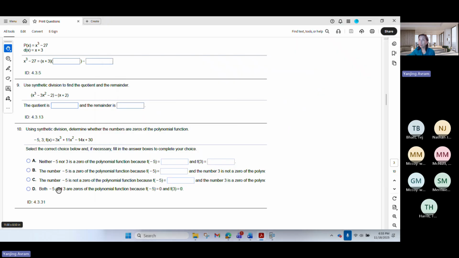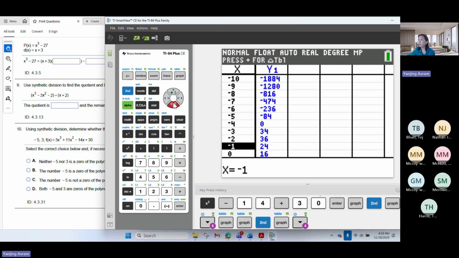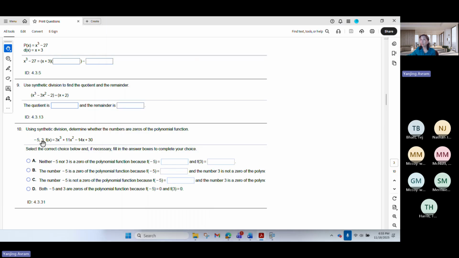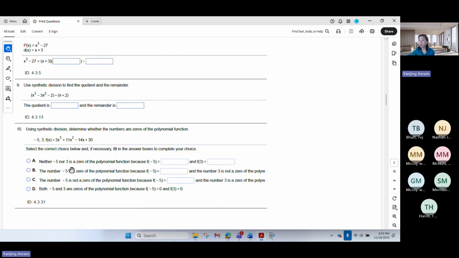All right, and how about x equal to 3? Well, we can go to the table, right? When x equal to +3, my remainder here is 196. And -5, y is -84. So none of them is 0, right? -5 and 3, none of them is a 0. Because f of -5 is -84, and f of 3 is 196. So neither of these is a zero for the polynomial.